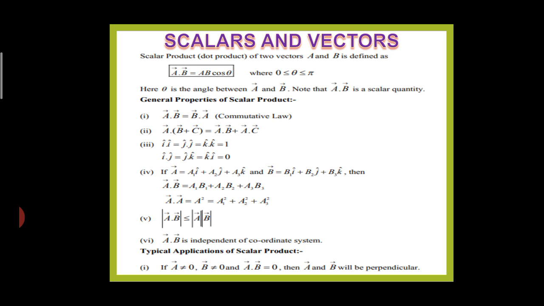Here is the scalar product. We can also say the dot product of two vectors A and B is defined as A dot B equal to magnitude of A into magnitude of B into cos theta, where 0 less than or equal to theta less than or equal to pi. Here theta is the angle between A and B. Note that A dot B is a scalar quantity.